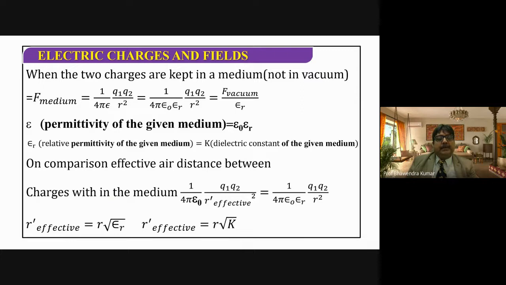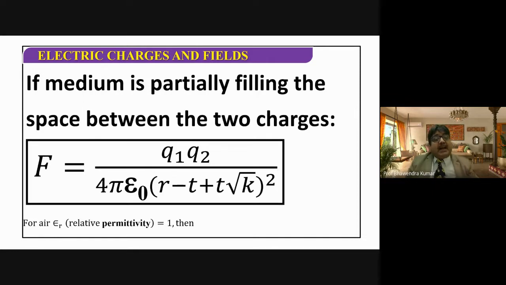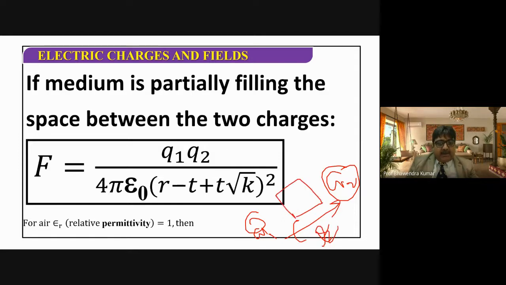Any doubt is there to anyone? Okay. Sometimes the question is asked when the medium is partially filled by the dielectric medium. Earlier we discussed the case when it was completely in air or completely in a dielectric medium. Now it is possible that this is the charge Q1, this is the charge Q2, the total distance between them is R, but out of that there is a thickness T which is occupied by the dielectric medium of constant K. Do you understand it? So in this case we use this formula. You can write it and you can make the diagram also.